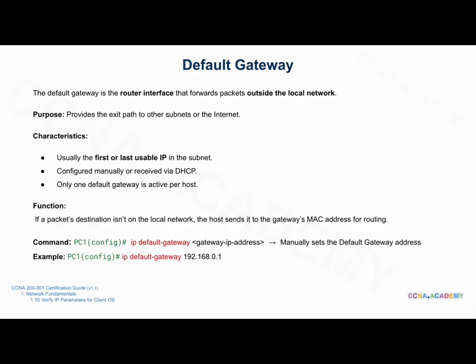In Cisco iOS, you can set it with the command ip default-gateway, which is the router interface IP address on your local network. If that gateway is misconfigured, you'll lose external connectivity even if your local IP looks fine. You can confirm reachability by pinging the gateway first. It's always the first test in any troubleshooting workflow.